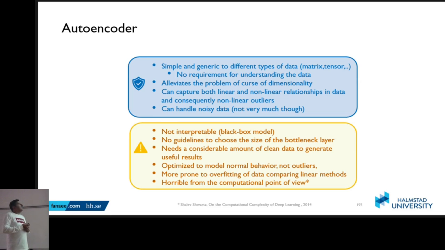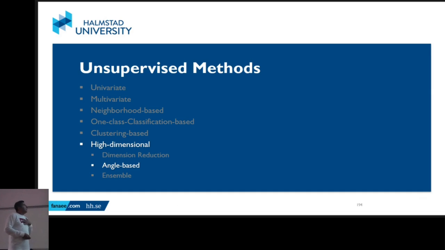It's not an interpretable model like other deep learning. It's a black box model. You cannot have those nice interpretations that we had in the case where, okay, nearby is the result of this and this. You cannot have this in an autoencoder. There is no guidance to choose the size of the bottleneck layer, and it needs a considerable amount of data to generate useful results. It is optimized to model normal behavior, not outliers. It's more prone to overfitting than linear methods like tensor and matrix factorization. And from the computational point of view, it's horrible because you cannot have any estimation of the time complexity.